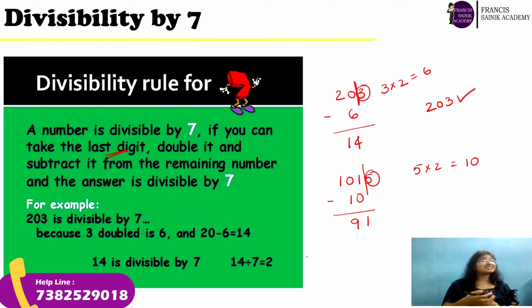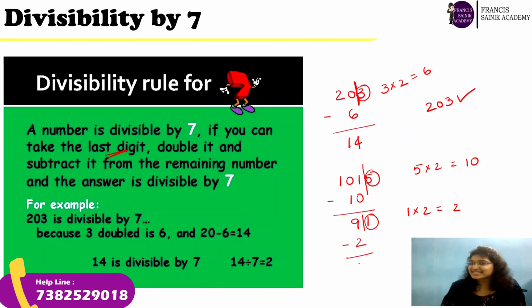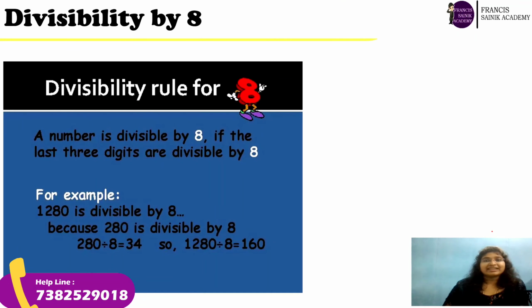Do the same step again. So, what is the last digit? 1. So, double it. 1 into 2 is equal to 2. Subtract 2 from 9. 9 minus 2 is 7. So, 7 into 1 is 7. So, 1015 is divisible by 7. Got it, right? Now, divisibility rule for 8.